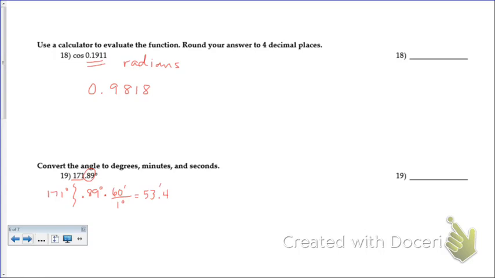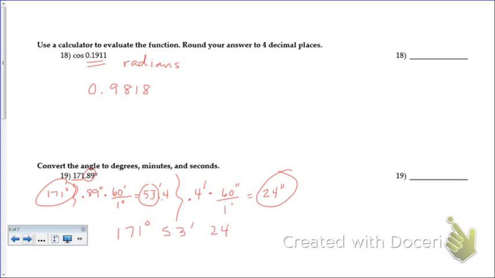Minutes. We're going to keep the 53 part, and we're going to take the 0.4 and change that to seconds. So we take the 0.4 minutes times 60 seconds, and that's going to be 24 seconds. And I get 171 degrees, 53 minutes, and 24 seconds.